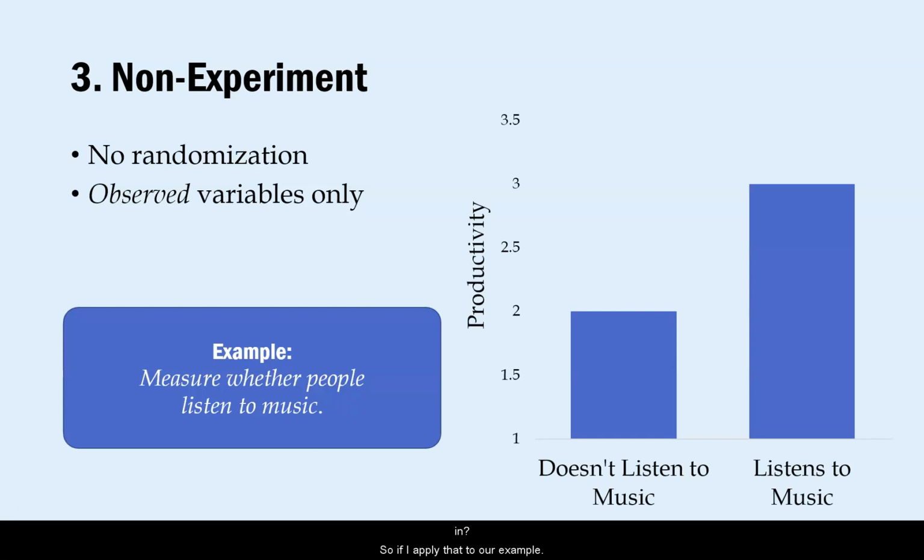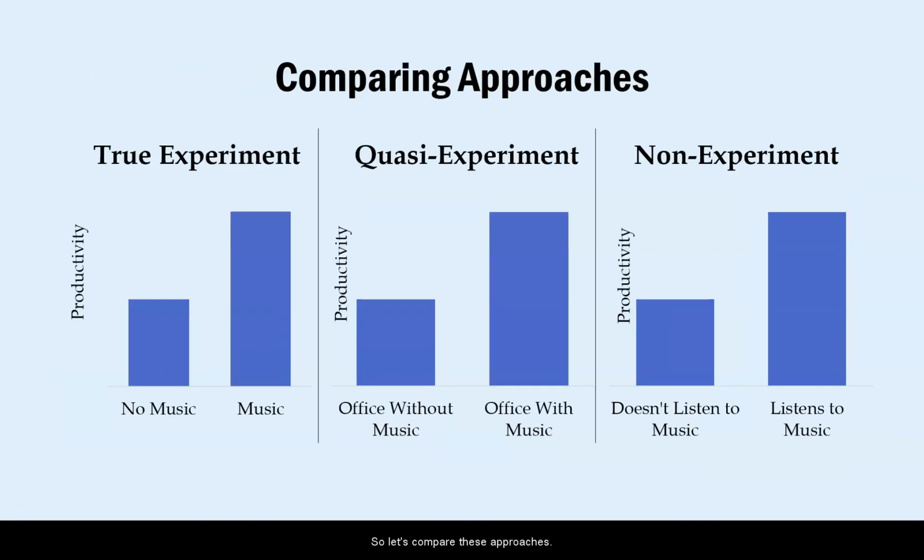So if I apply that to our example, I could just ask people, do you listen to music or not when you work? And I might find what looks like exactly the same result, which is that people who listen to music are more productive than people who don't. But of course, because I didn't randomly assign people to conditions, I'm left with lots of other explanations for why this difference occurs. And it would be wrong of me to use this as evidence to say, well, offices ought to make their employees listen to music, because we don't actually know if making employees listen to music is going to be effective. So let's compare these approaches, right?